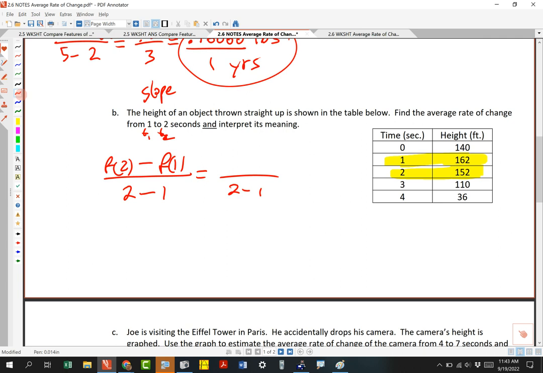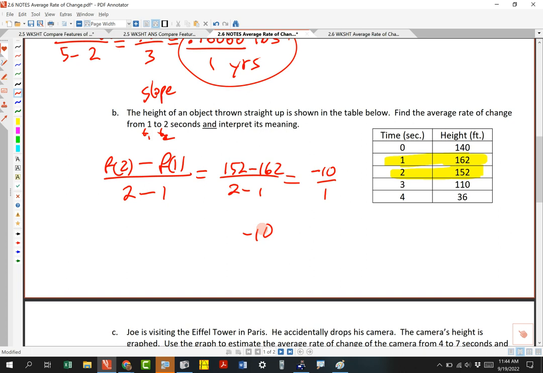So here's what we got. At 2 seconds, this is going to be 152. 1 second, 162. So I end up with negative 10 over 1. Just negative 10. Very important. What does that mean?